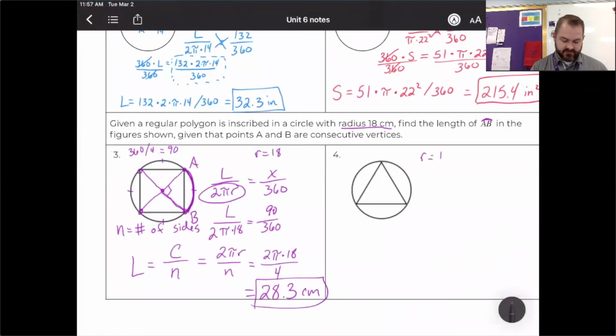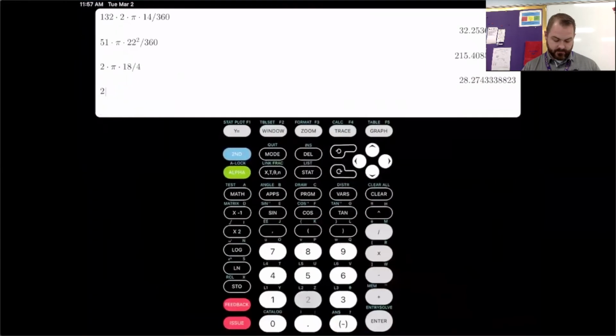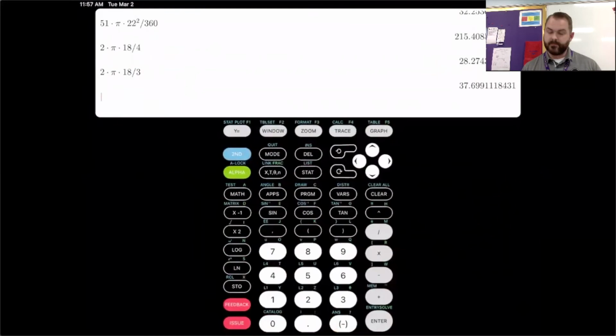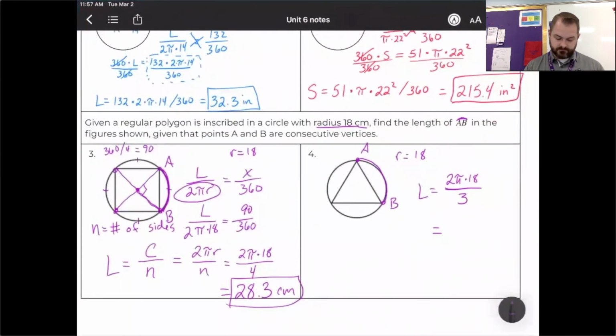Radius is still 18 for all these. In this case, A and B would be consecutive vertices like this, creating an arc. There's going to be 3 of those arcs. So I take my circumference, 2 pi times 18, and this time I divide by 3. 2 pi times 18 divided by 3 is about 37.7 centimeters.